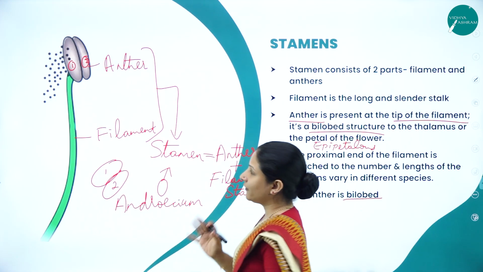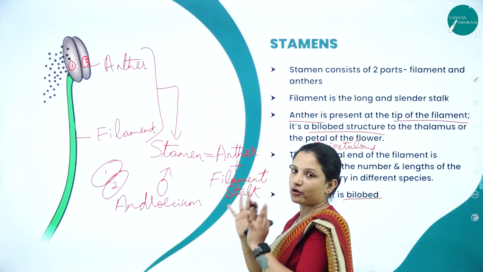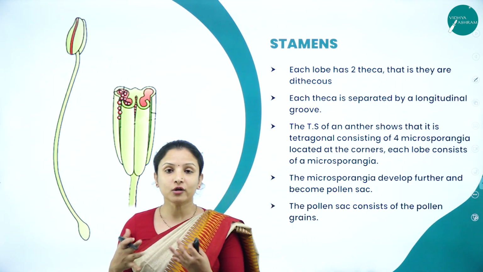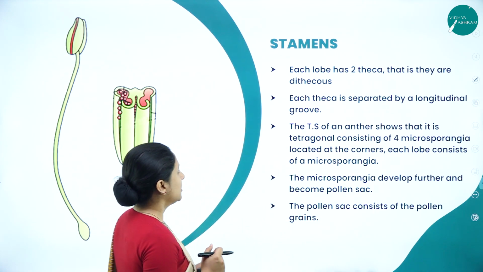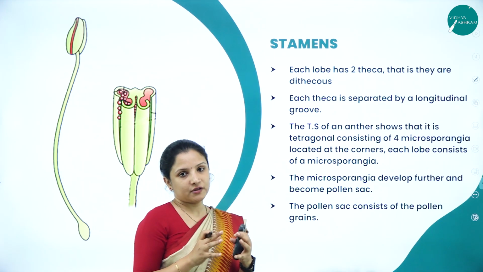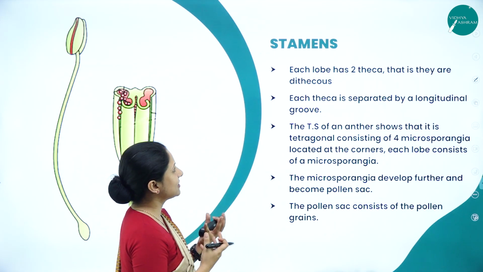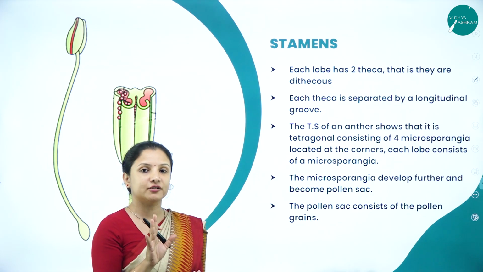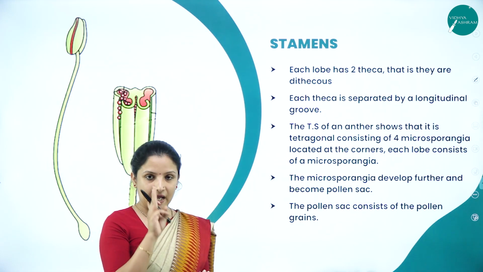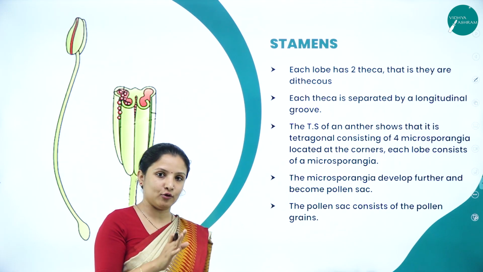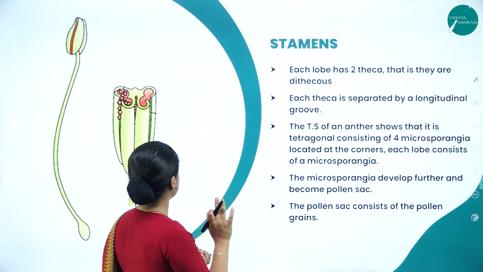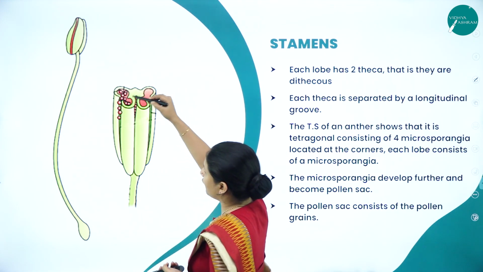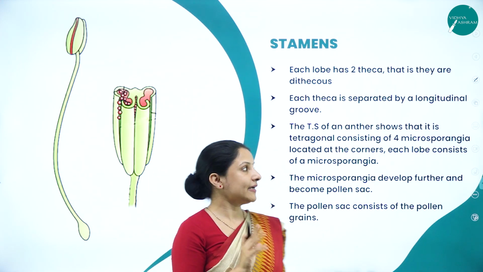Now we know what is outside the anther. Moving further, what is there inside the anther? Each lobe has two theca in it, therefore it is called dithecous. The anther has two lobes, we call it bilobed. Inside the two lobes there are two thecae each, that is why 1, 2, 3, 4. Therefore, it is called dithecous.